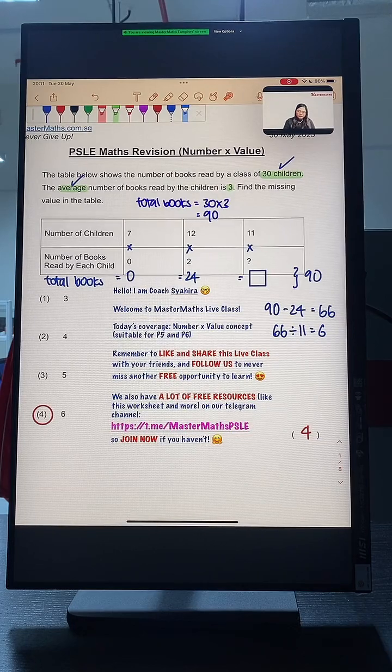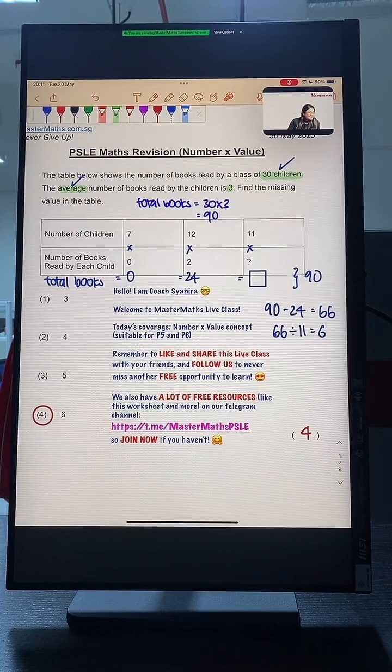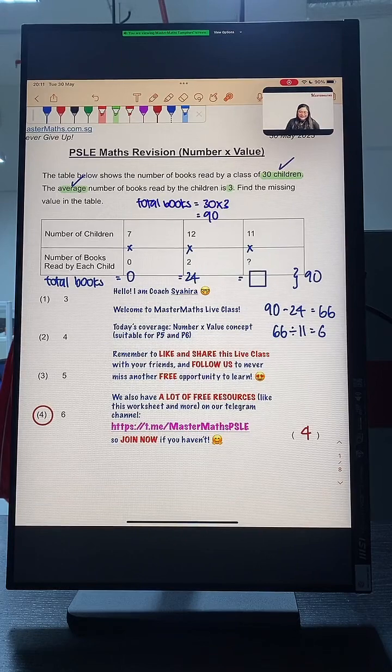Is there another method to solve? For this question, if we don't use number times value, it is not possible for us to find this question mark. We have to use the total number of books and subtract away the total number of books based on the columns that we already know, so that we can find the question mark. So the answer is number 4. Any questions? If you have no questions, let's move on.